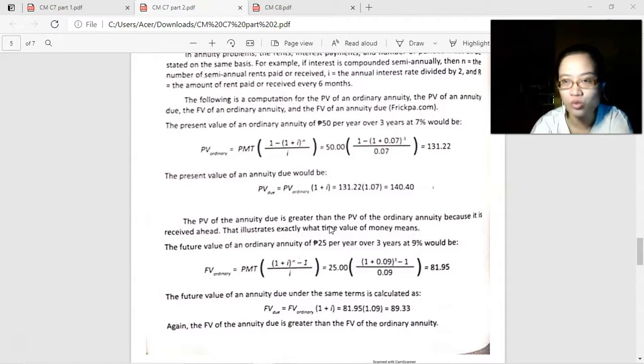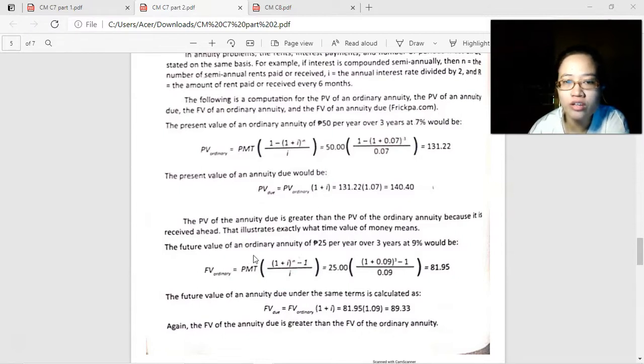Kasi again, yung annuity due, natatanggap mo na sa simula ng period. So, in that sense, yung first year niya ay may na-earn agad na interest. Okay? Because it is received ahead. Kasi nga, the earlier, the better. Right? That illustrates exactly what time value of money means.